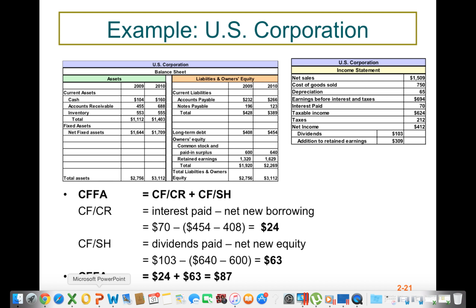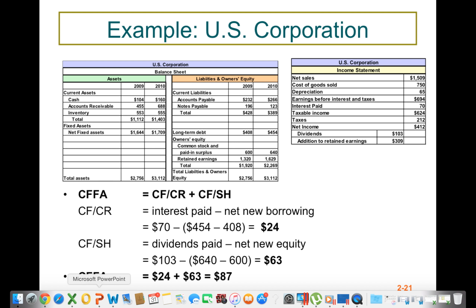Here we have our cash flow from creditors and our cash flow from shareholders. So let's start with the cash flow from creditors. We look at our interest paid, which is documented on there on the income statement at $70. And then we'd look at our net new borrowing, which is 454 less 408, and you end up with $24 for your cash flow from creditors.